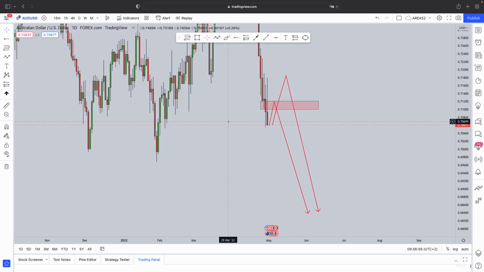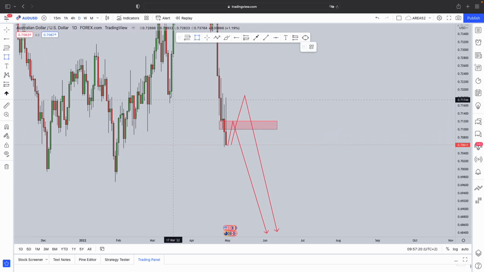One thing we do need to keep in mind is we have the AUD interest rate also coming out on Tuesday, on May the 3rd, which is expected to be increased by a quarter basis point. We've got the cash rate, we've got the rate statement, which is what we just spoke about now, also for the AUD next week as well.